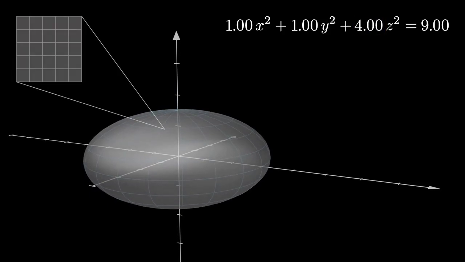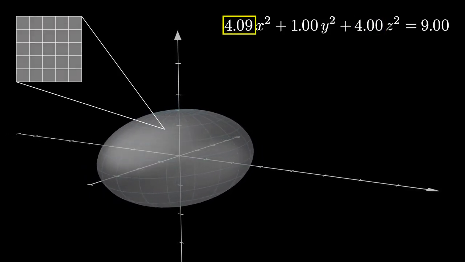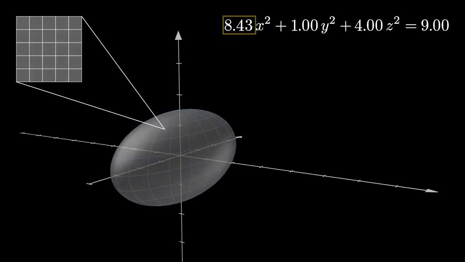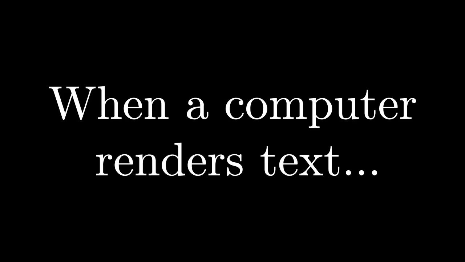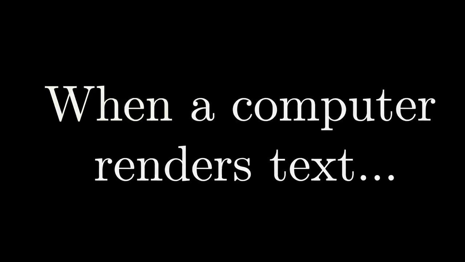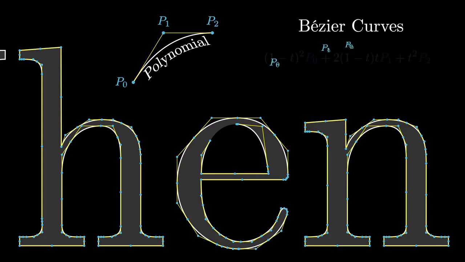So it's not uncommon that when you're figuring out how a given pixel should be colored, that somehow involves solving an equation that uses these polynomials. Here, let me give you one fun example. When a computer renders text on the screen, those fonts are typically not defined using pixel values. They're defined as a bunch of polynomial curves, what are known in the business as Bezier curves.